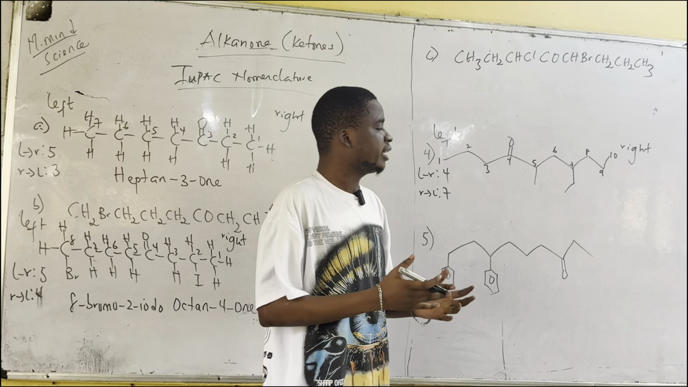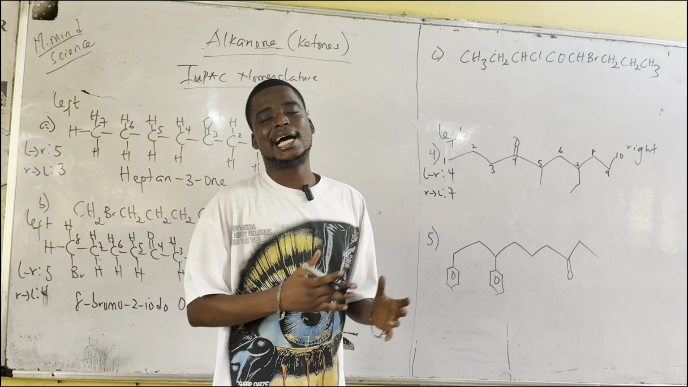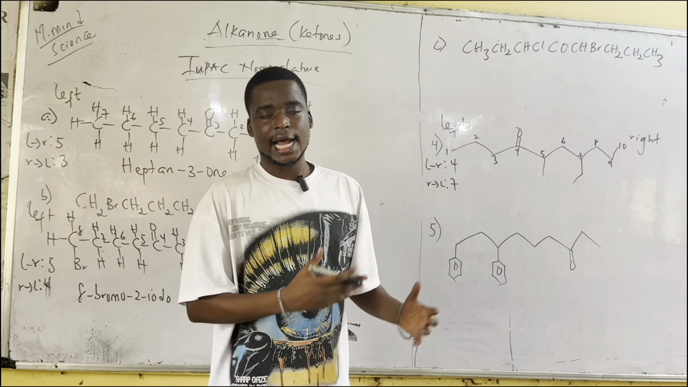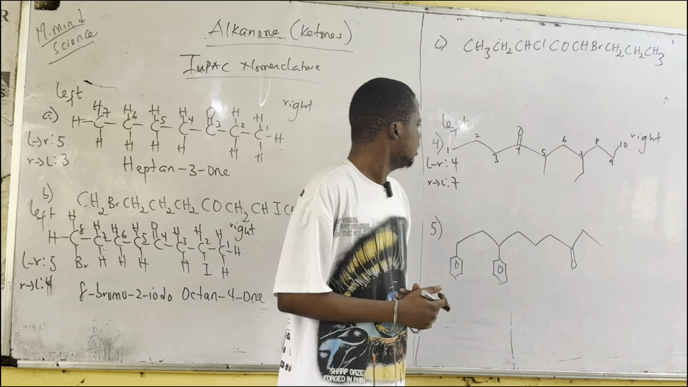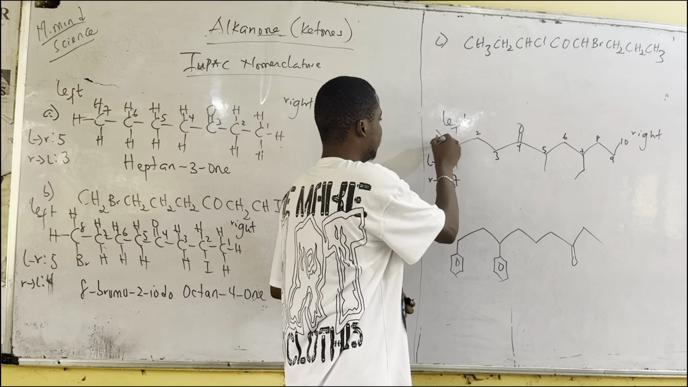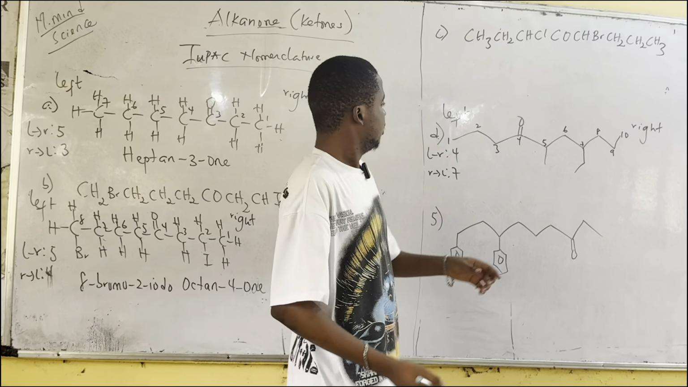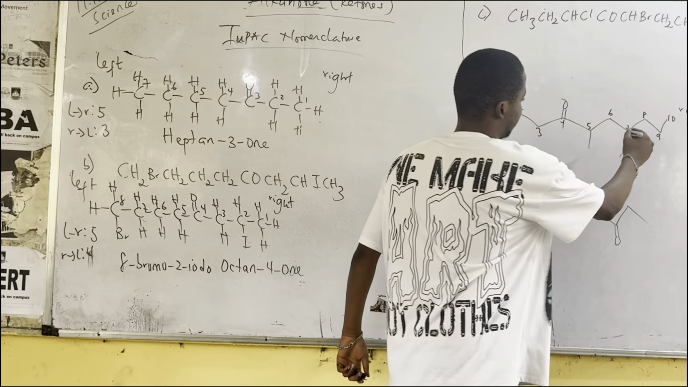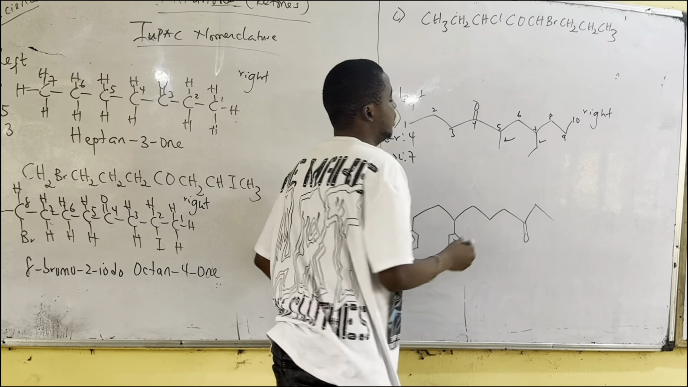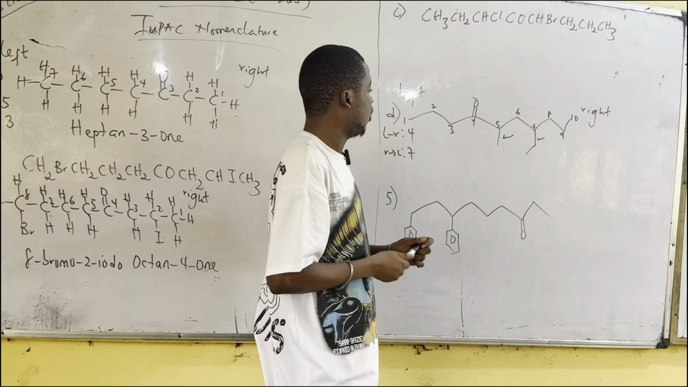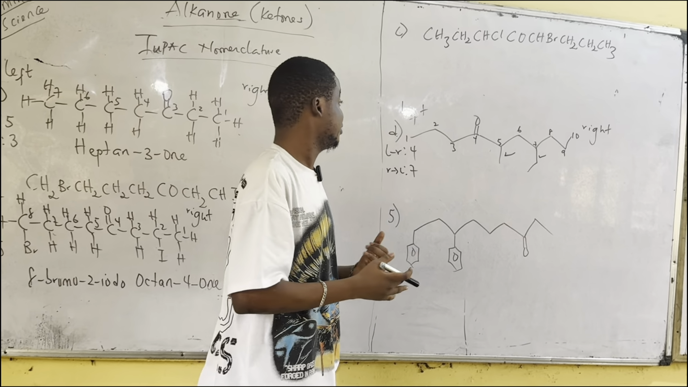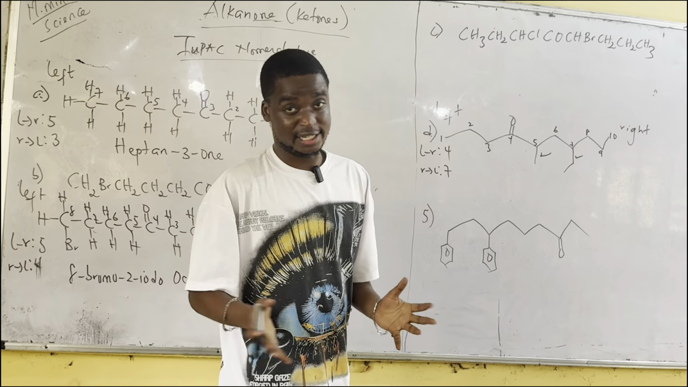The next thing you check for are groups that are either not part of the longest continuous chain or are not carbon, hydrogen, or oxygen. Now look at structure D. This group here that I'm going to mark, and this group here, which I'm also going to mark, are not part of the longest continuous chain. They are only attachment groups, that is, branches.